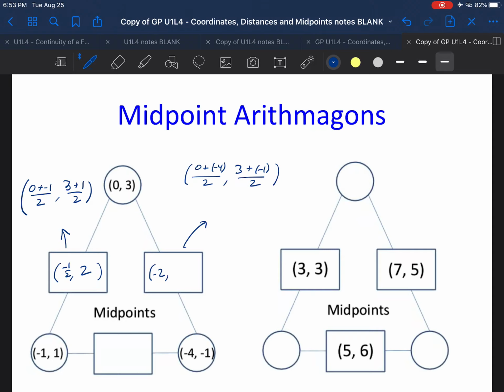And the y value, 3 plus negative 1 is 2, divided by 2 is 1. Okay, this last one, I'm going to compute in my head. Negative 1 minus 4 is negative 5, divided by 2 is negative 2.5. And 1 plus negative 1 is 0. 0 divided by 2 is 0.